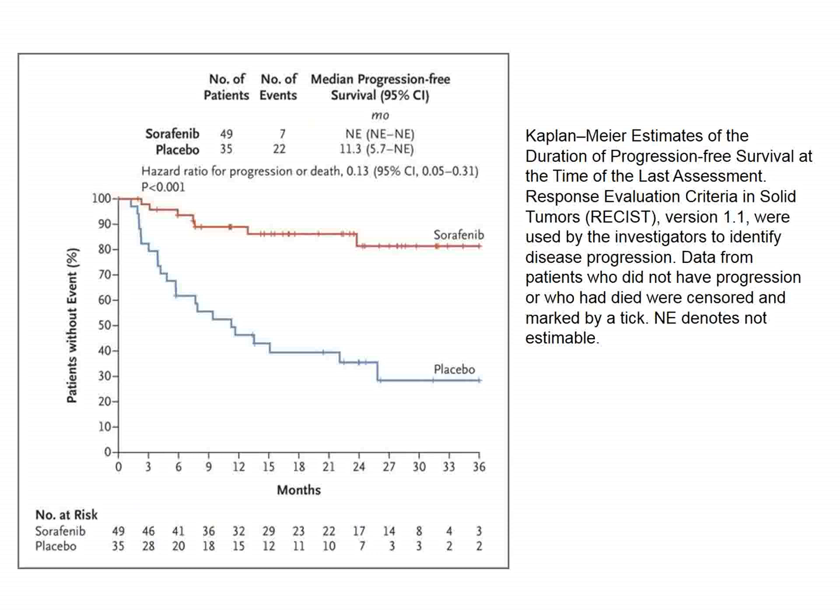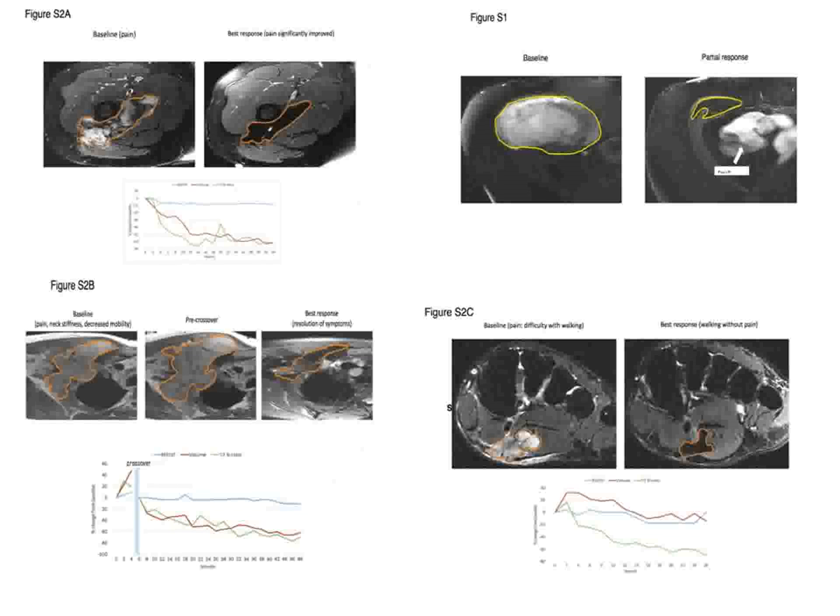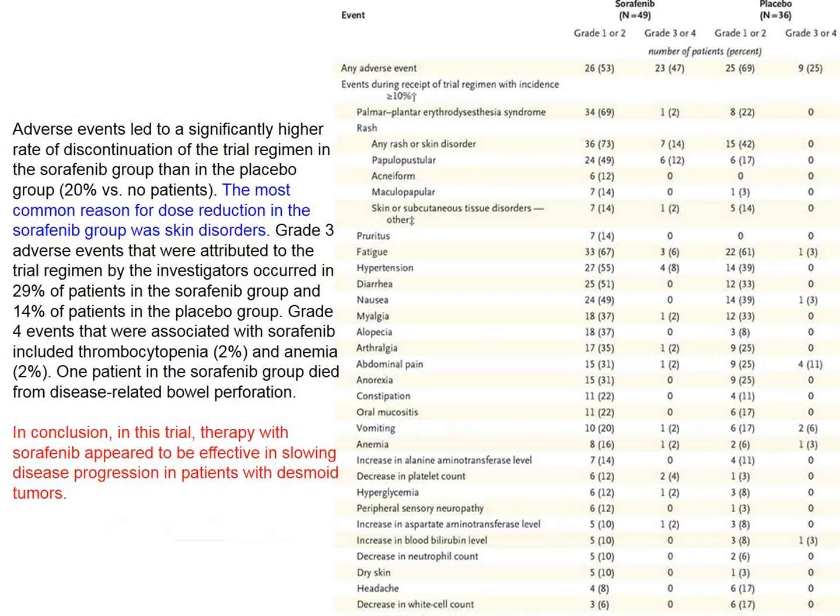Again, a dramatic effect. Sorafenib seems to stop them cold, compared to placebo, which progressed in these patients. And if we look at these waterfall diagrams, with placebo, there's sort of a Gaussian distribution. With sorafenib, the vast majority of patients responded, and the duration of their response in this 36 months of observation was also favorable in terms of sorafenib. And if we look at the supplement, we can see some MRI imaging done in patients before and after sorafenib. I think it looks pretty impressive.